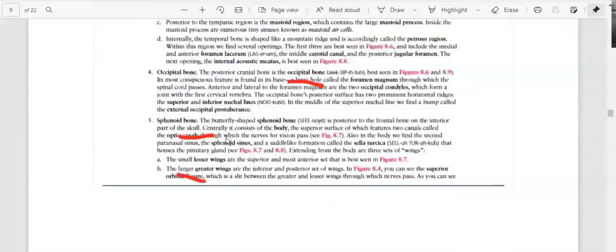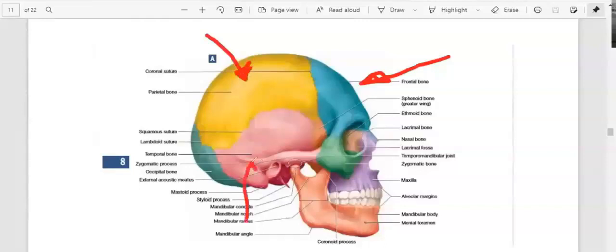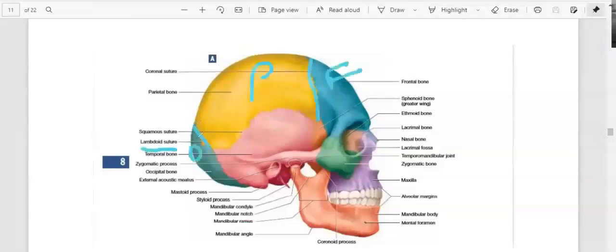So if we scroll down right here, what bones are going to make up our skull? We have frontal bone on top, parietal bone right here, temporal bone, occipital bone, lambdoid suture. That's this one right there, between the occipital and parietal. Between the frontal and the parietal, coronal suture right there. Then you have another suture right here in between the parietal bone and the temporal bone. This is going to be the squamous suture.